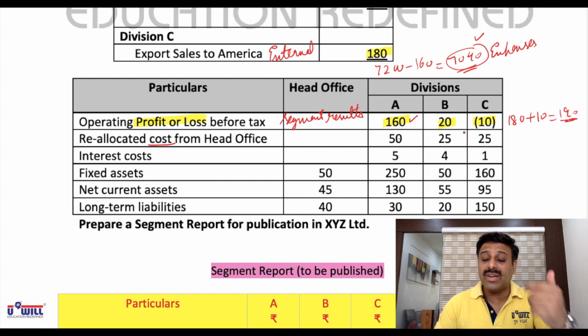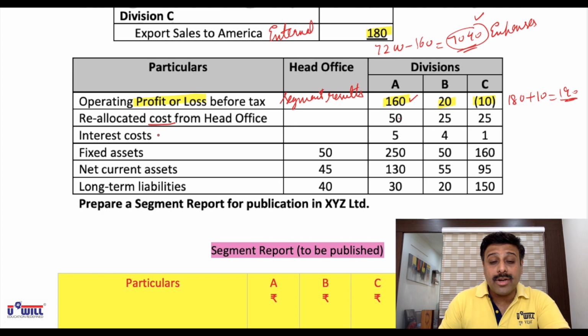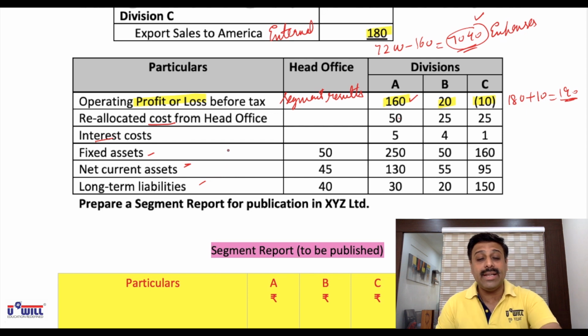50 plus 25 plus 25, straight away we will take 100. Interest cost will directly be taken in the total column. Fixed assets, net current assets and long-term liabilities are also to be reported at the end.